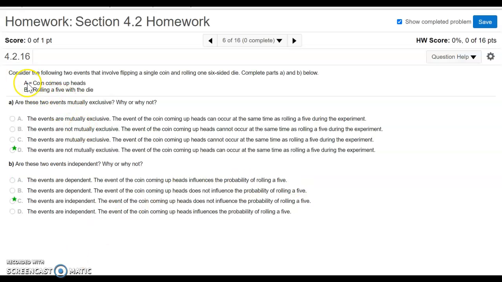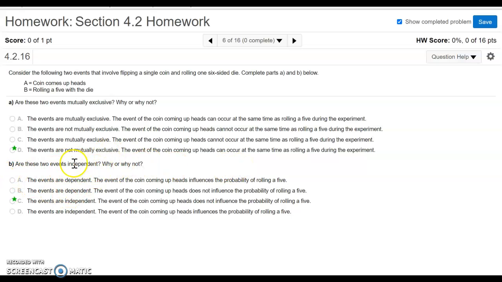Okay, here the event A is a coin coming up heads, and event B is rolling a 5 with the die. So are these two events mutually exclusive, meaning they can't occur at the same time? Well, can you flip a coin and land on heads and roll a 5 on a die at the same time? You actually can, so they're not mutually exclusive. The event of the coin coming up heads could occur at the same time as rolling the 5.